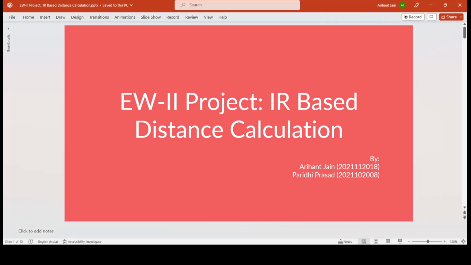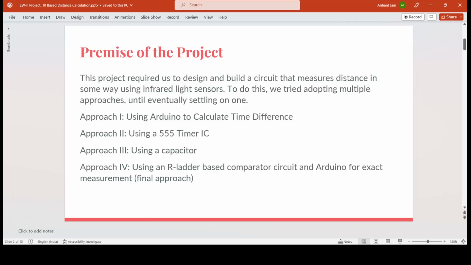Our topic was IR-based distance calculation. I'm Parithi. I'm Arhant. So the premise of our project was we were required to design and build a circuit that measures distance using infrared sensors. To do this, we tried four approaches and there were some challenges we faced along those approaches. We'll discuss each of those approaches one by one.